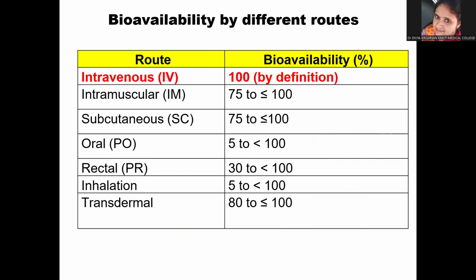So these are the different routes, and the next column shows the bioavailability by different routes. You can see that the intravenous route is giving 100% bioavailability, because whatever we are administering through the IV route is reaching the systemic circulation in the unchanged form. There is no metabolism occurring on the path. Intramuscular and subcutaneous are nearly 100%, but not 100%.